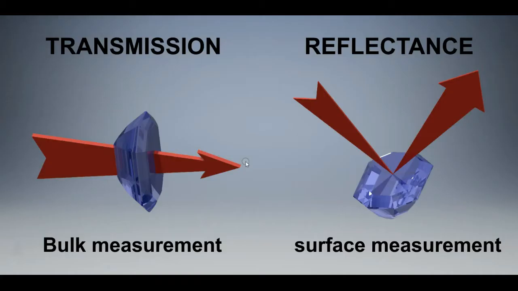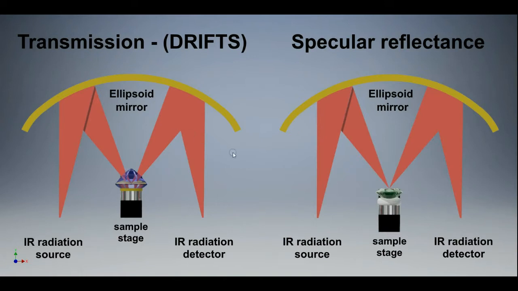The GEMO FTIR can operate by 2 sampling techniques: transmission and reflectance or specular reflectance. In the transmission mode, the stone is crossed by the infrared beam, while in the reflectance mode, the beam is reflected by its surface. Here you can see the schematic views of the 2 methods.